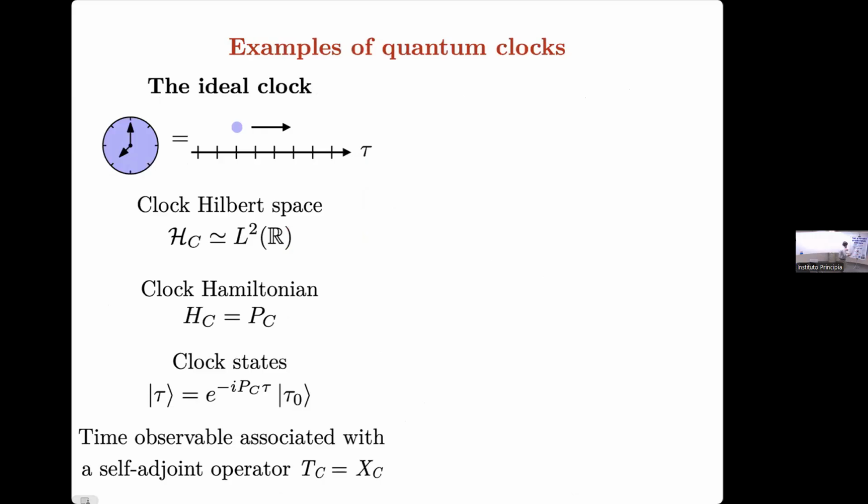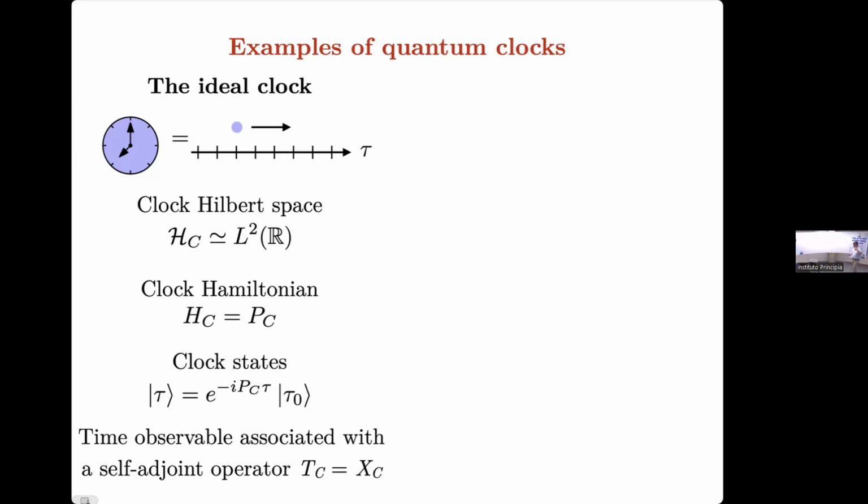So let me just give you a few examples of this time observable. The simplest clock you might imagine is just a particle moving along the real axis in one direction. The Hilbert space there is L2 of R. We can imagine its Hamiltonian just being the momentum operator. And then the clock states are going to be connected to one another by the group generated by the Hamiltonian. In this case, it's the translation group. So you can think of these clock states as different position eigenstates of the particle.